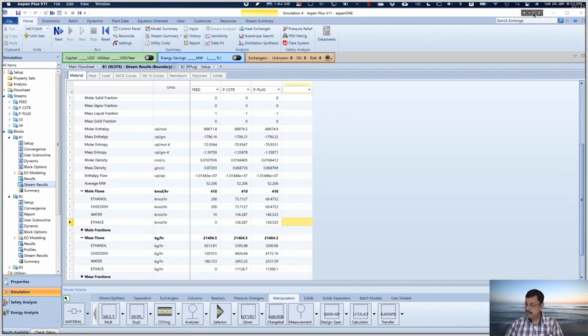Now here you can find that the amount of ethyl acetate and water produced in the plug flow reactor with 0.14137 meter cube is more than that produced in the CSTR. So this result matches with our understanding of the theory of CSTR and plug flow: for the same size of reactor, the conversion in plug flow is more than in CSTR.